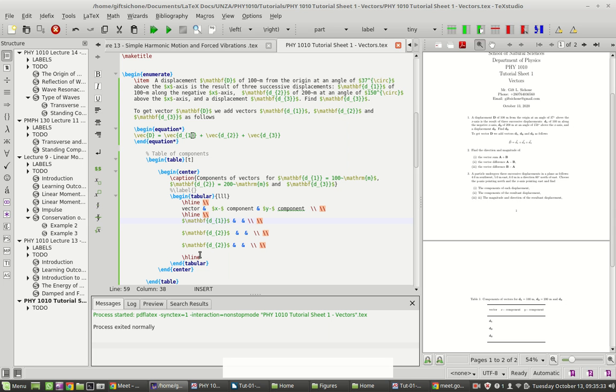So in our case, for this one, D1, how do we get the x component of D1? D1x would be how much?